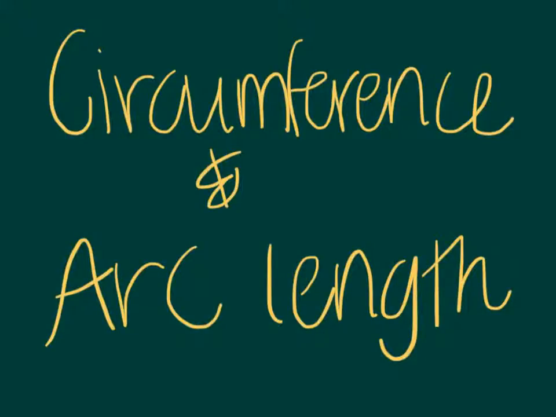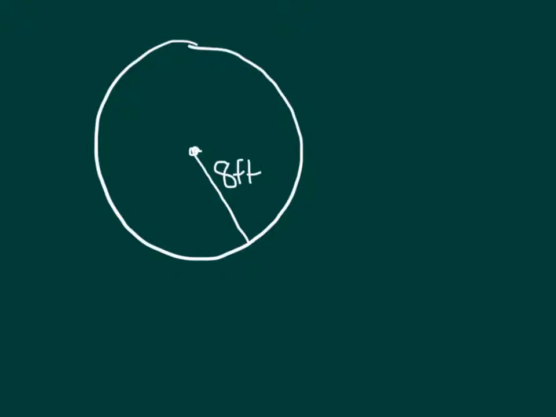This video is going to quickly go through how to find the circumference and arc length in a circle. So if I have a circle and I know that the radius is 8 feet, the formula for circumference is 2 times pi times r. That'll give us the distance around the circle.